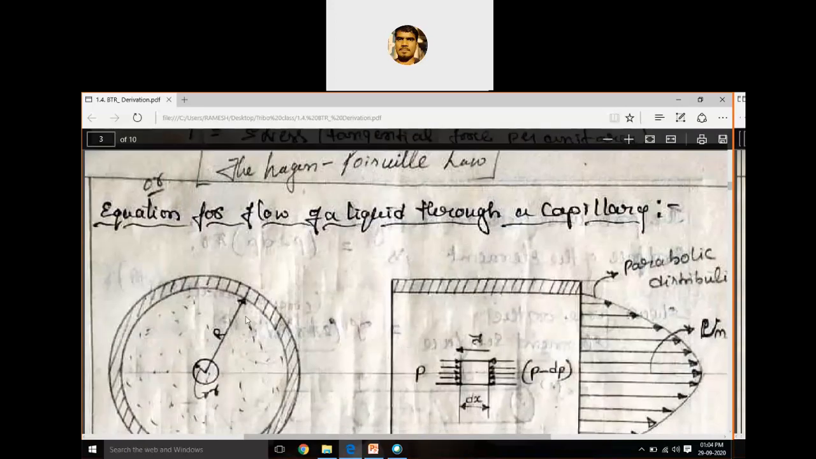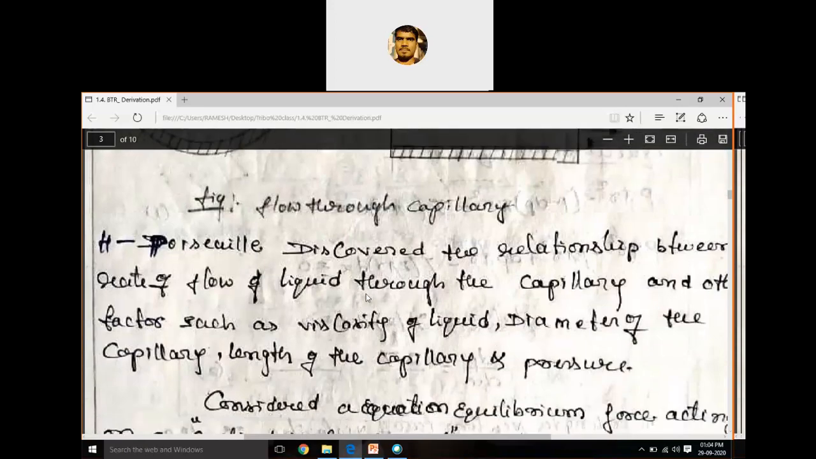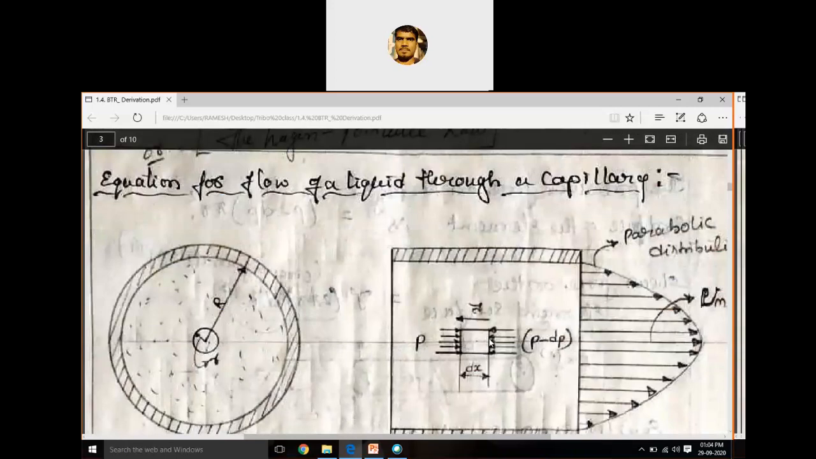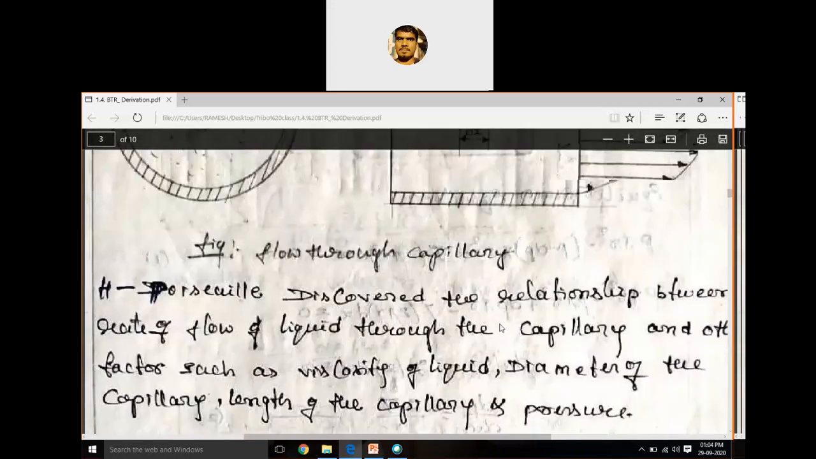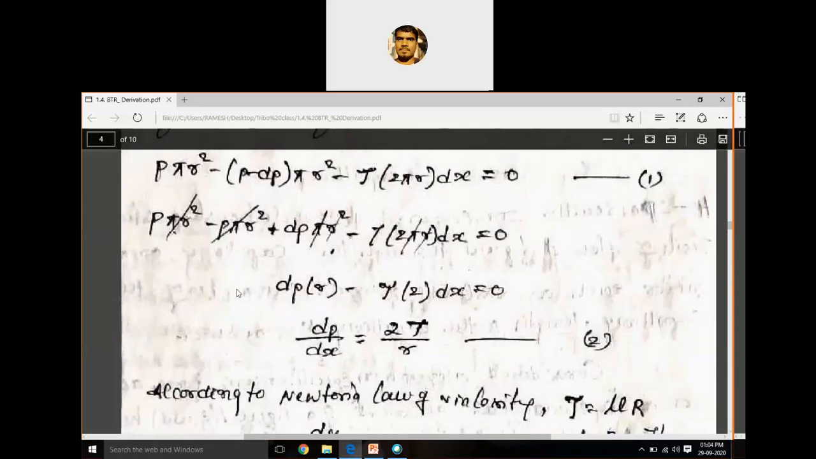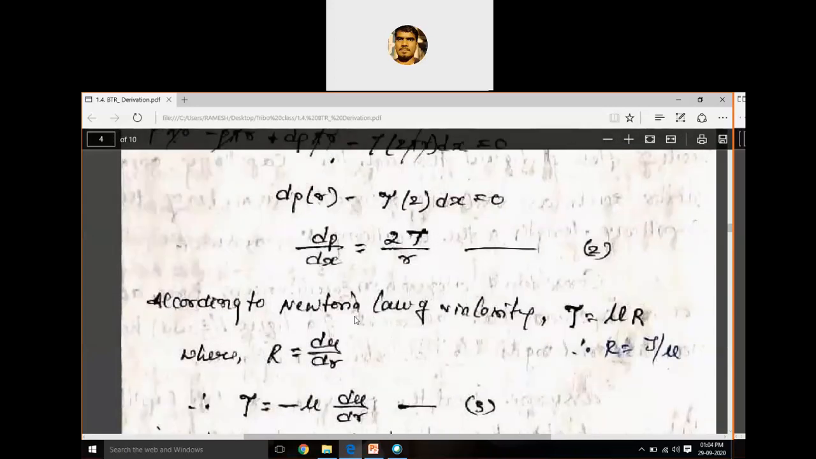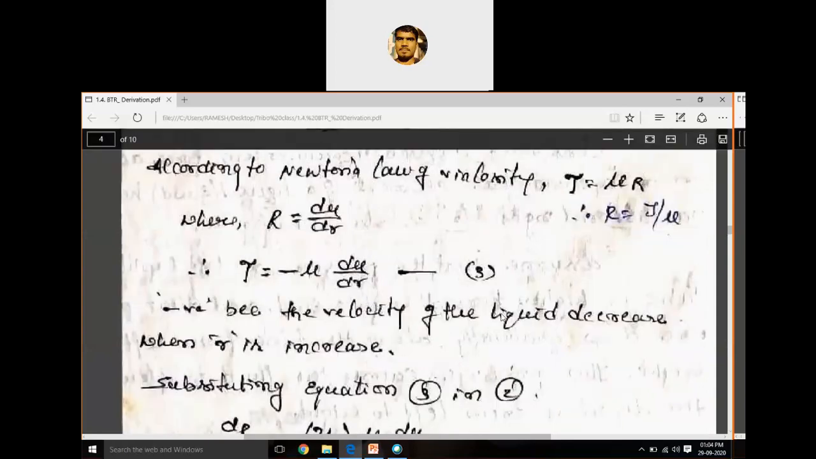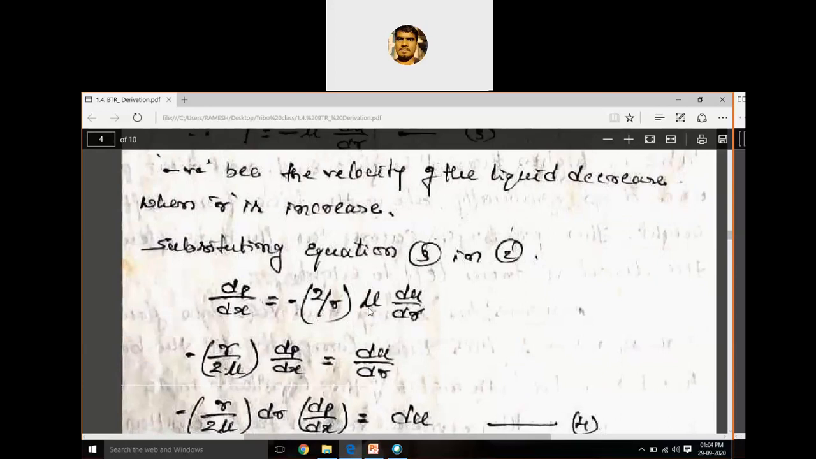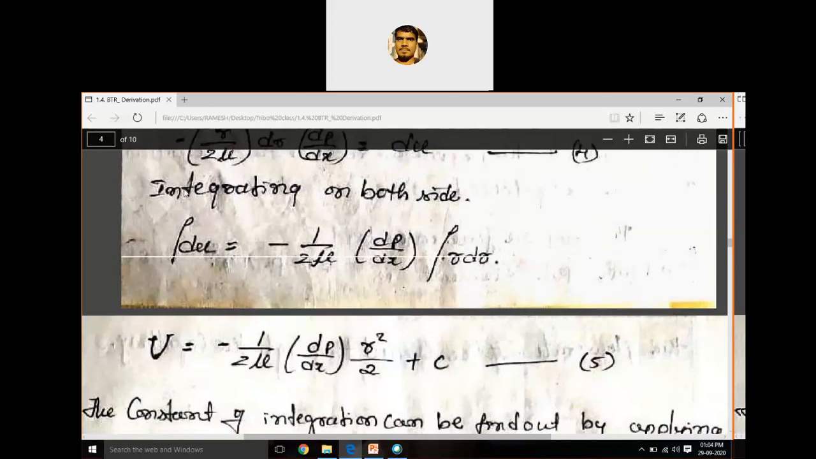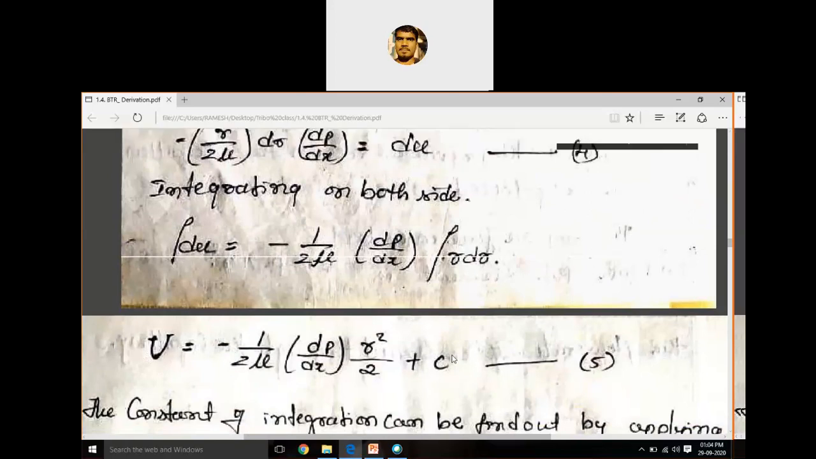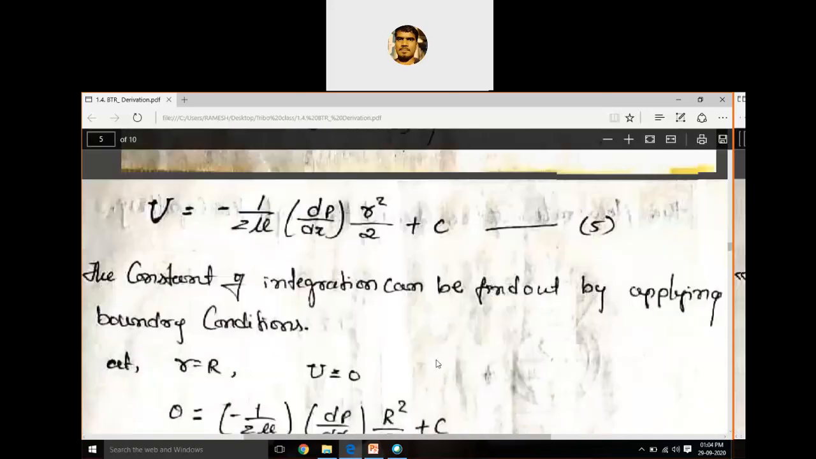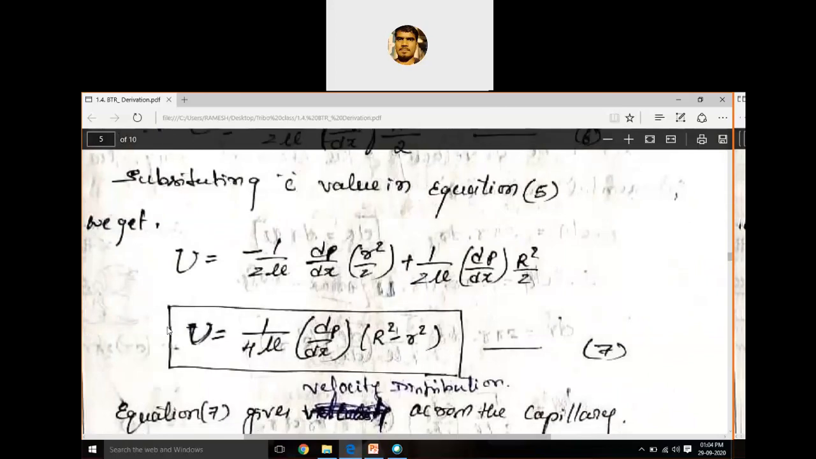First you have to draw this figure and explain, then consider all the forces on the right side, left side as well as on the element, then equate them into the equilibrium equation and simplify and use Newton's law of viscosity, because the fluid is following Newton's law. Use this equation and substitute and rearrange, then integrate, you will get the velocity equation. Here c is the constant. To remove this integration constant, you have to apply the limits, and finally you get the value of u.